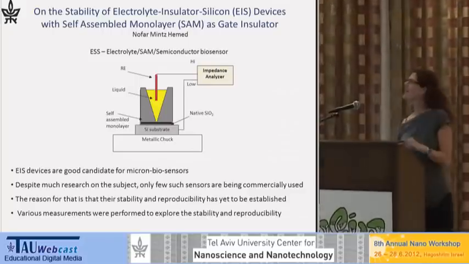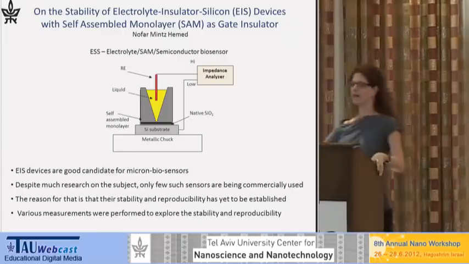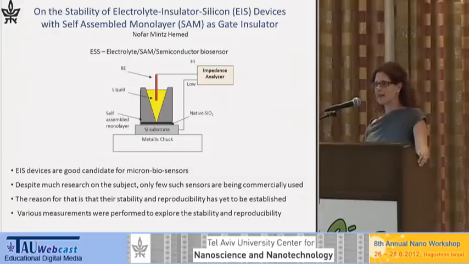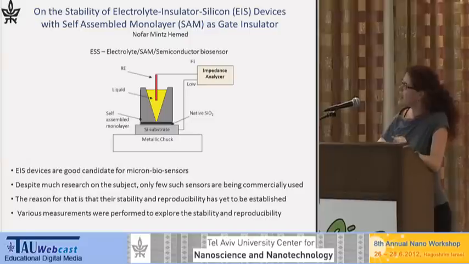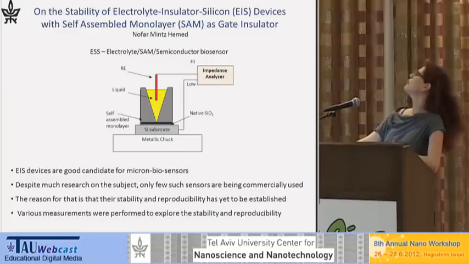Hi, my name is Nofar, and I'm from Yossi Shacham's group, and I'm going to talk today on the stability of electrolyte insulator silicon devices with a self-assembled monolayer as a gate insulator. So here you can see my device, and there are many articles on this field, and all of them can serve as a biosensor, but we don't see them in the industry, and we ask ourselves why. And the reason is that they are not stable under biological conditions. So our main goal is to find what is the optimal condition for these measurements.